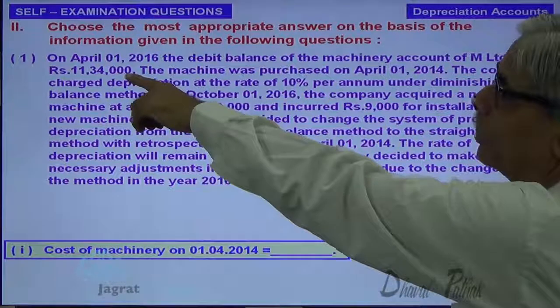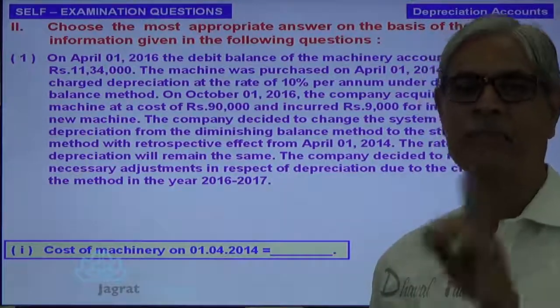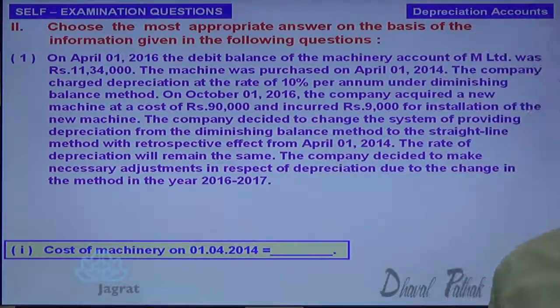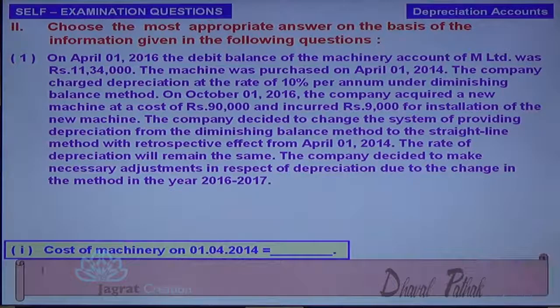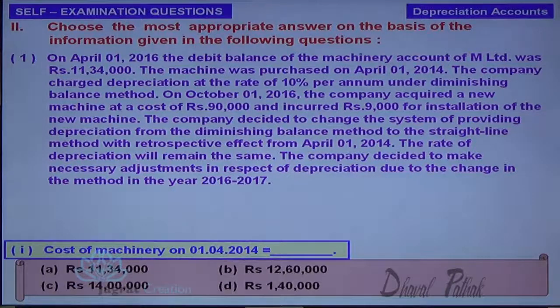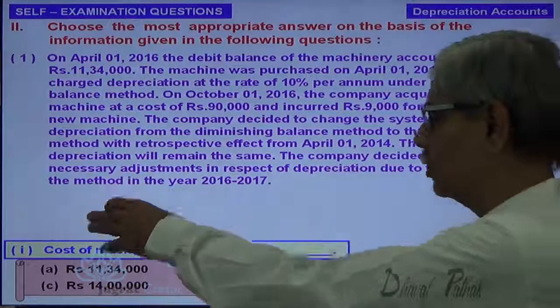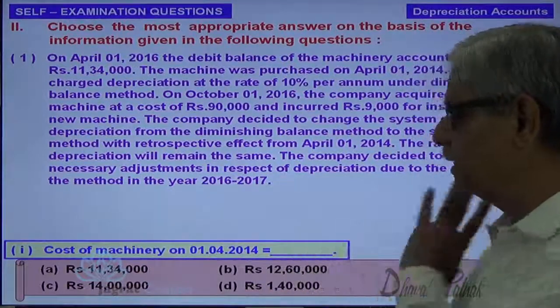So this is the value that has been arrived at after providing for depreciation. So we are required to find out the cost on the basis of written down value. These are the options given to you: cost of machinery A, B, C, D.